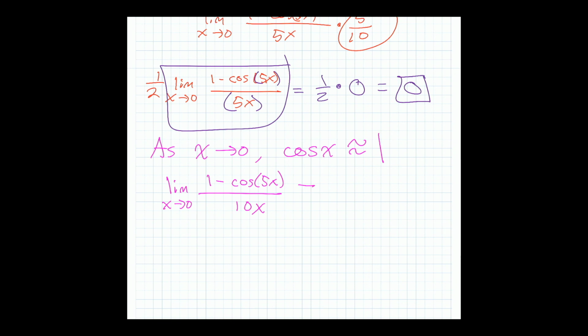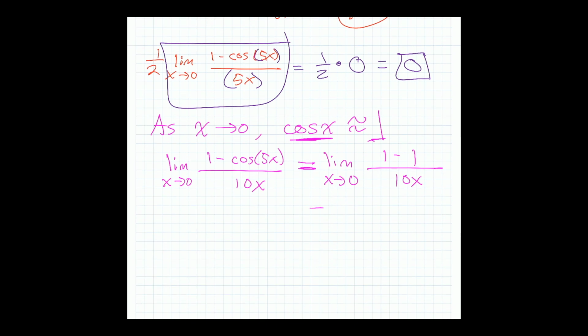Now, the limits are equal here. The functions are not equal, right? So if I didn't write the limit, then this would not be a valid equality. But because they're limits, you can do this. So what do we say? We say that the cosine is approximately 1. So this is basically 1 minus 1 over 10x, which is the limit as x goes to 0 of 0 over 10x, which is 0, right? Because the top is 0.